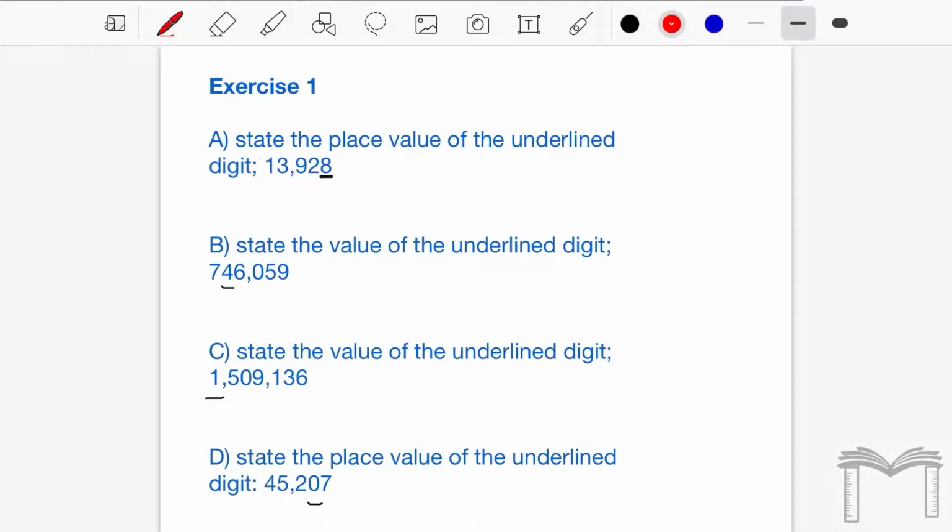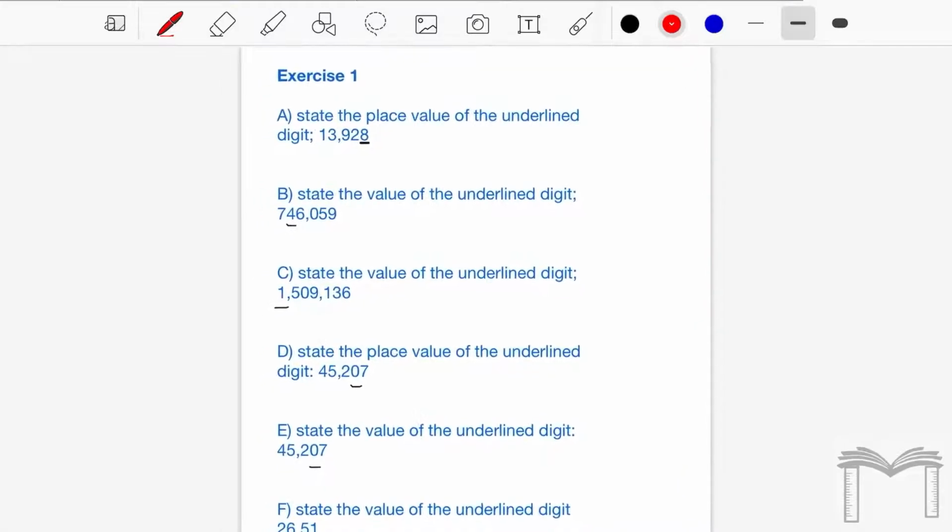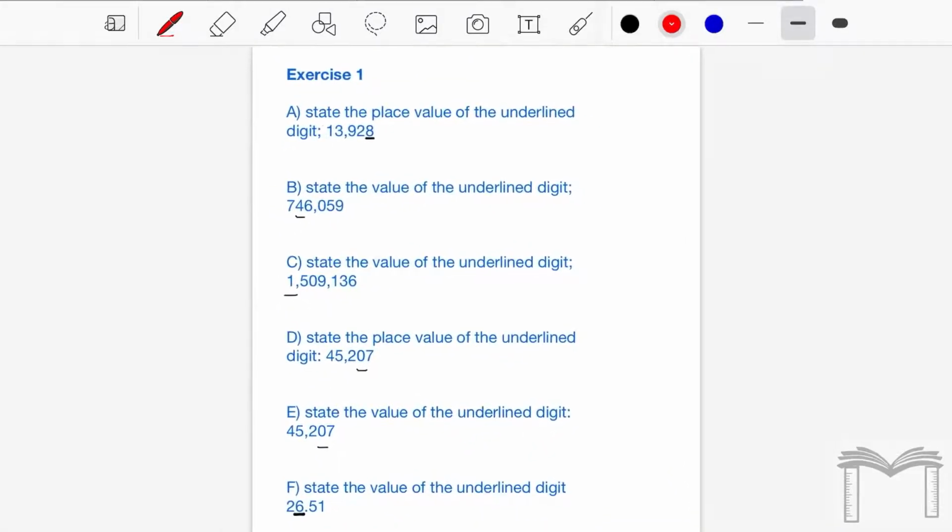Exercise 1. In this exercise, we are required to find the place value of some digits and the value of some of the digits. You can now pause the video and write down all of the questions. Once you have completed that, we will go through the solutions together.